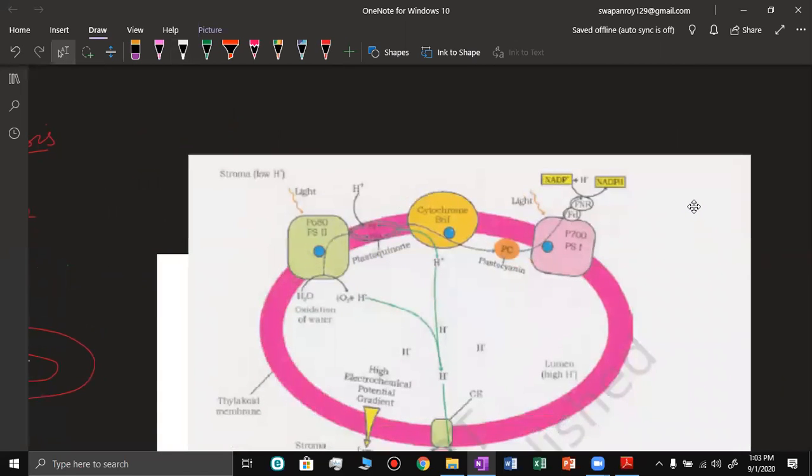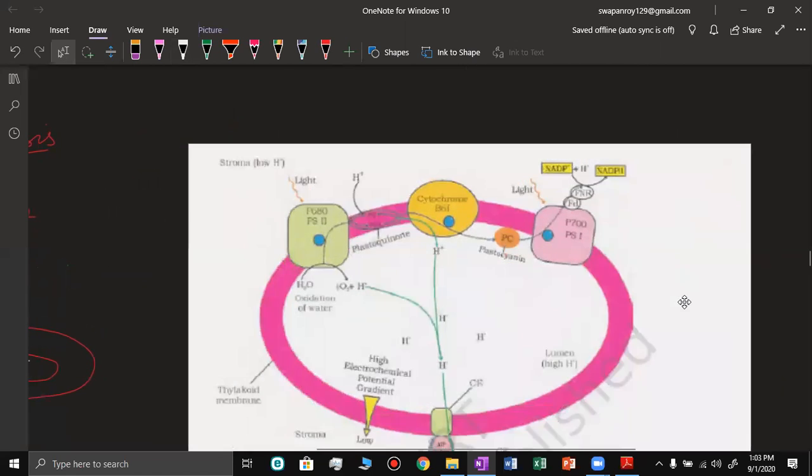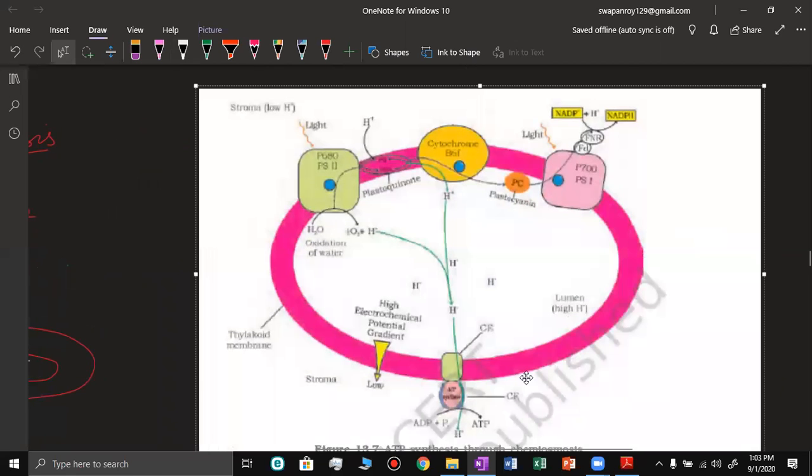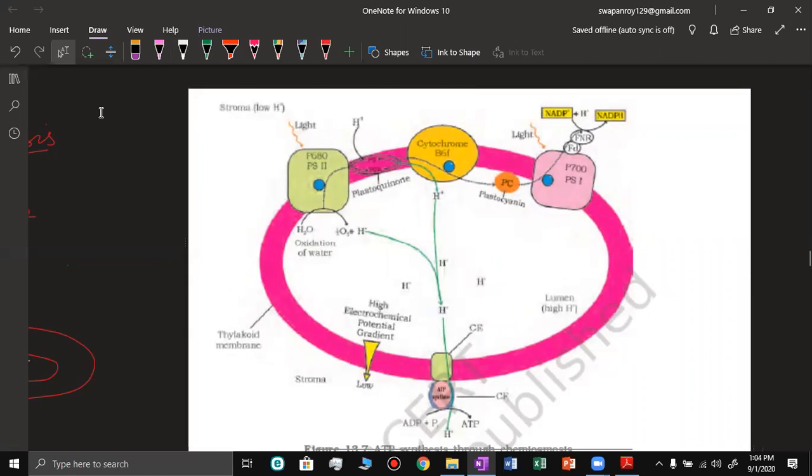See here, I think now you can see this is a diagram of the grana thylakoids, just one thylakoid. This is the lumen.